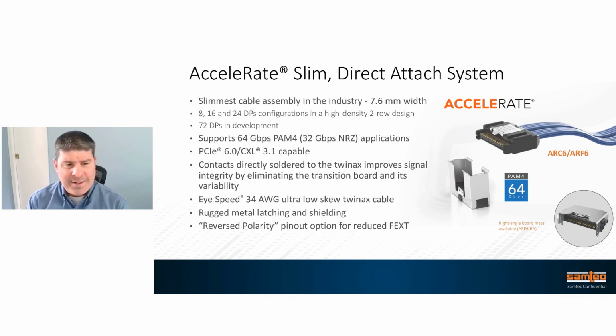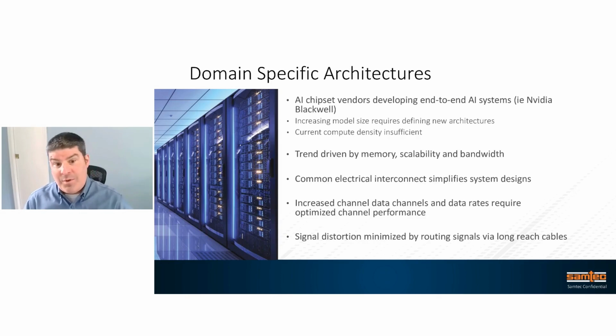So we can support 8, 16, or 20 differential pairs in this 2-row design. It supports 64 gigabit PAM4 for PCI Express 6 or CXL 3.1 capability. It's very thin, roughly 7 millimeters wide, and on the right angle, it's about 5.5 millimeters off the top of the PCB. So those are the solutions that we have so far for AI accelerators.